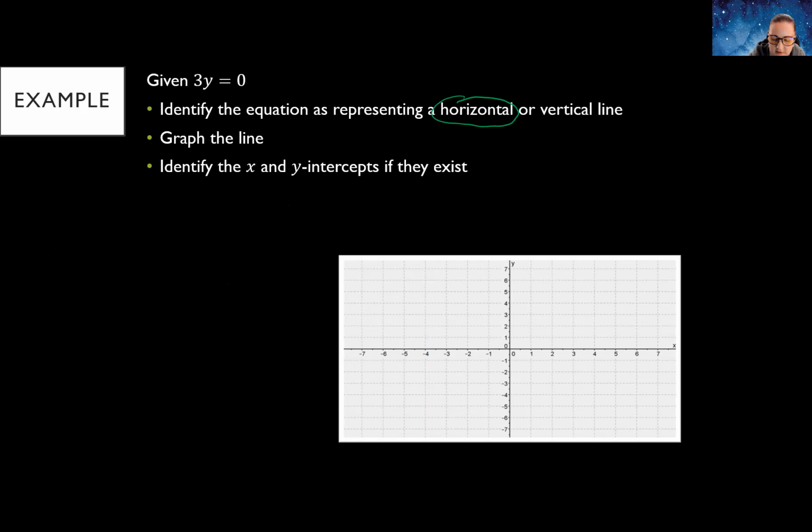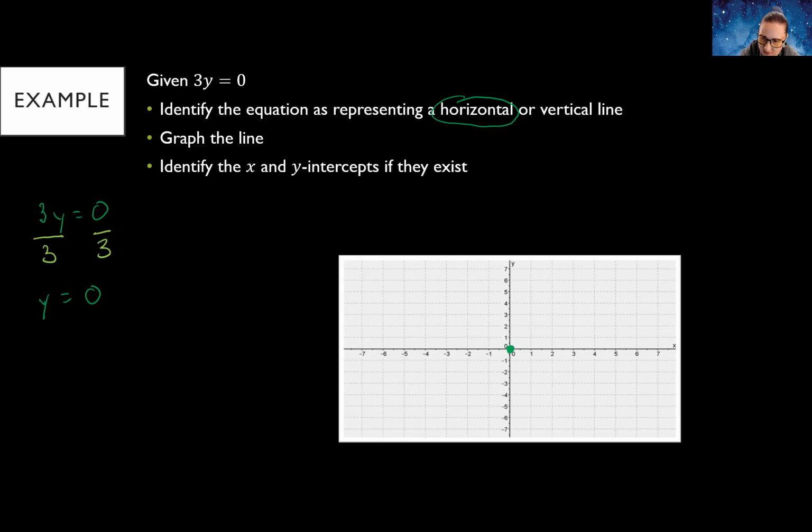So to graph this, we have to solve that equation for y. So with 3y equals 0, we're going to divide both sides by 3 because we just want to have y. And that gives us y is equal to 0. 0 divided by 3 is 0. So when y is 0, we're right here.